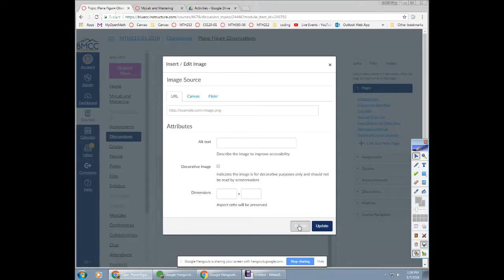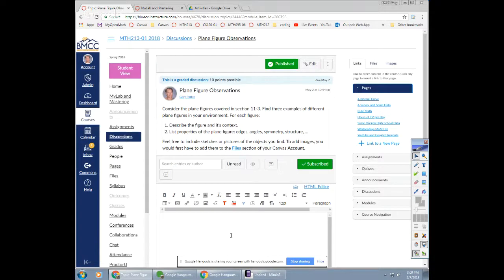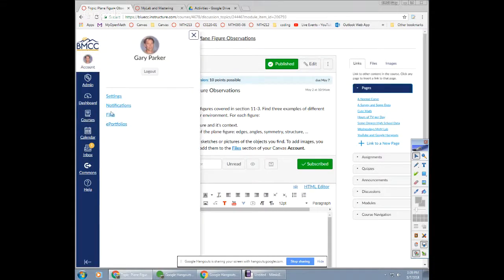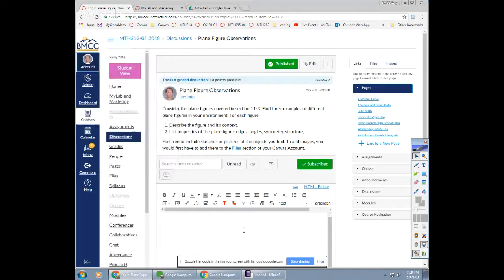Okay. So the trick to doing a post in Canvas with an image you created is the first thing you have to do is go to your account, and under files you have to upload whatever image you have. Okay. Once it's there, then you can use it in a post in a discussion forum in Canvas.